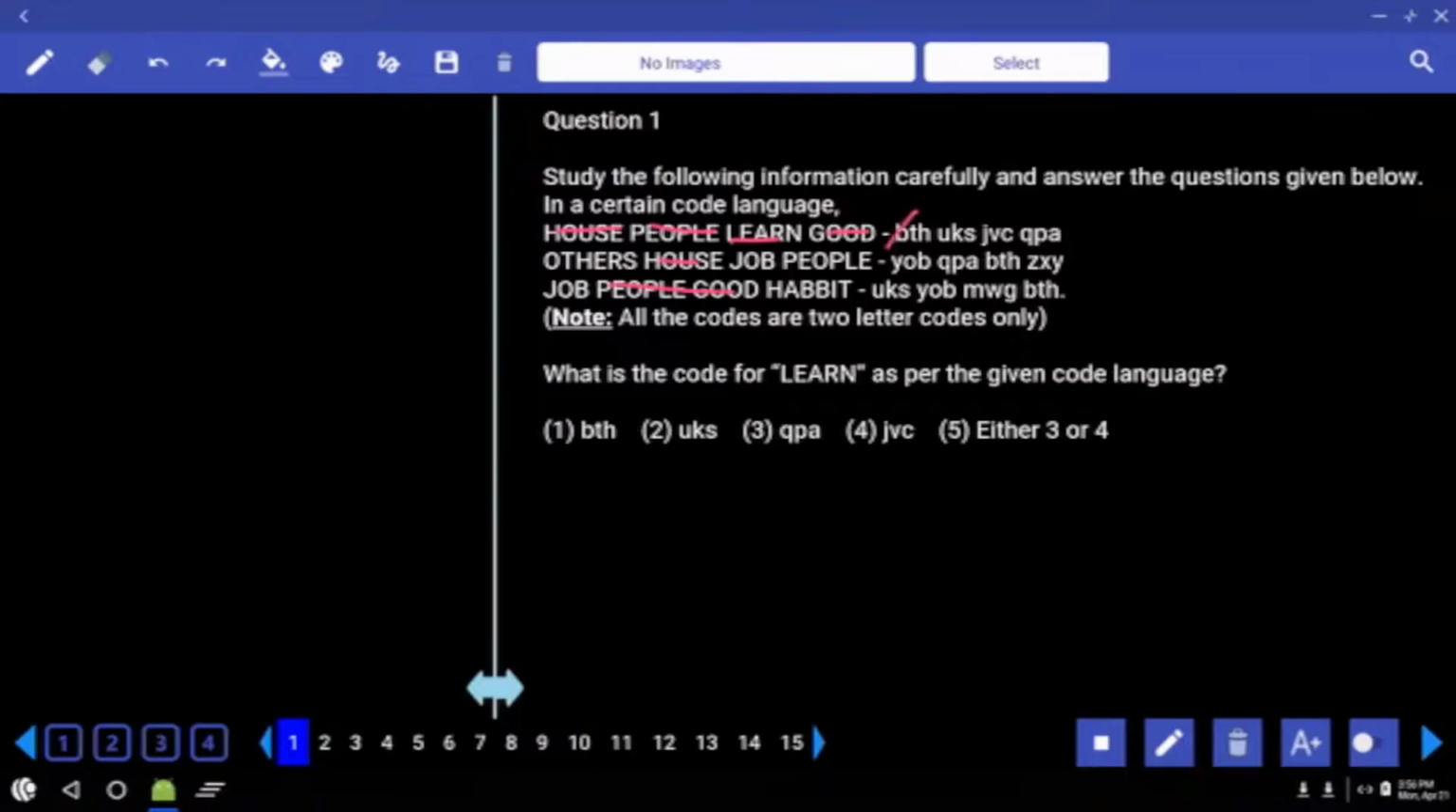Then what will be left over? BDH done, and UKS completed, and QPA done. Then what is only left over here? JVC. Now JVC, choice for question number 1.